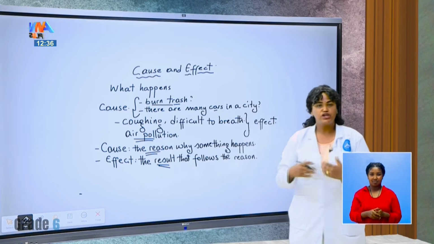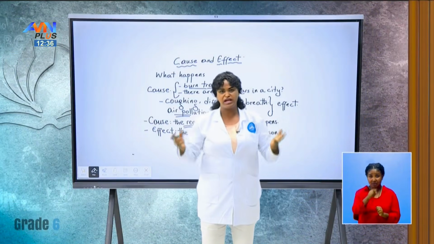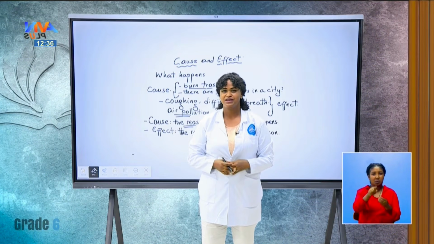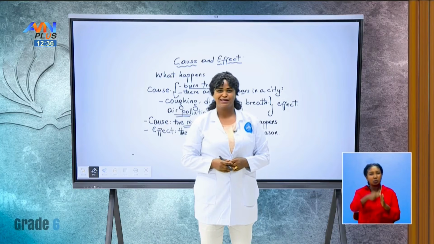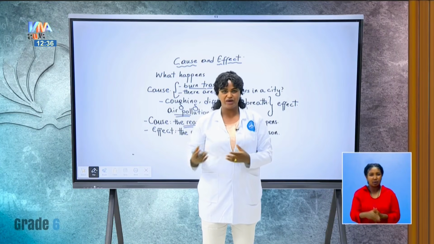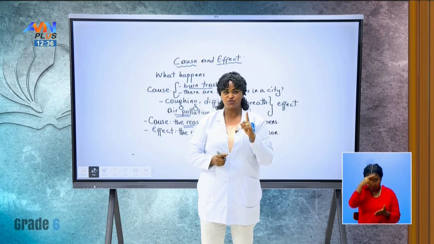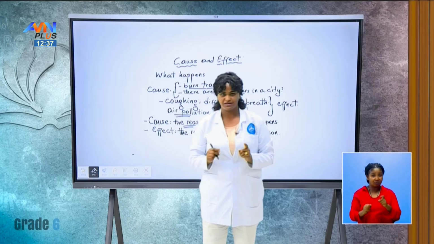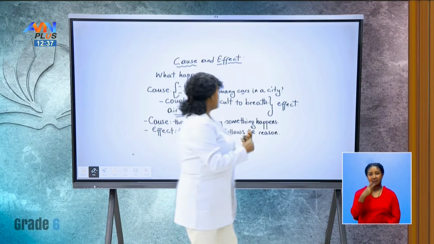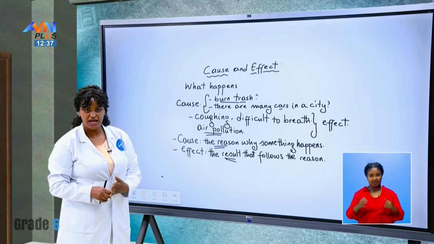I mean, can you tell a cause and an effect from anything that happens around you? Like, for example, can you tell the cause of your results? I don't know if they are good or bad. There is always a cause, yeah? So, a cause is what? The reason. And effect, result. Let us see how we express cause and effect in a sentence. Okay? Good.